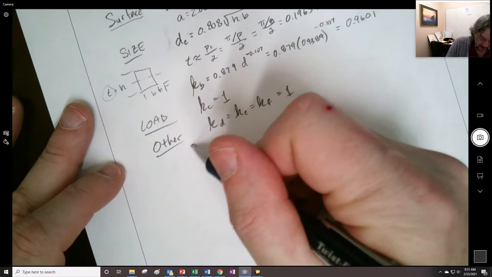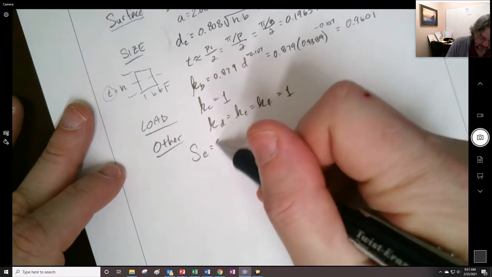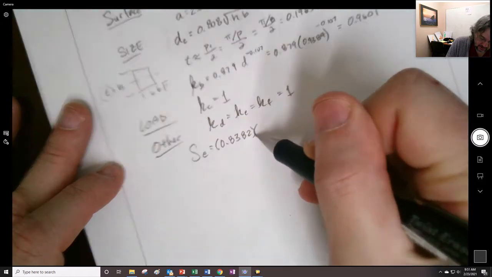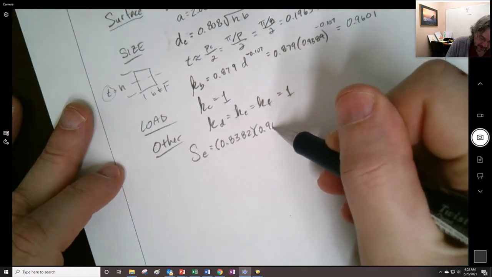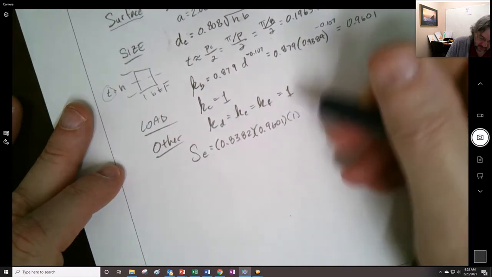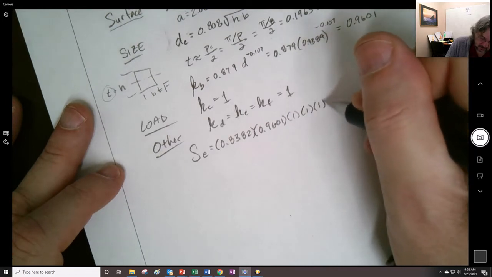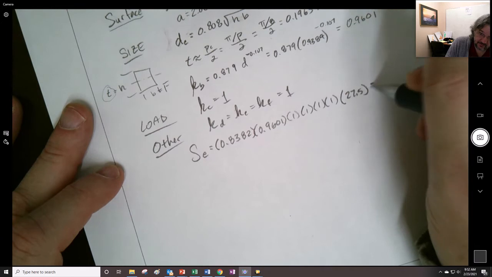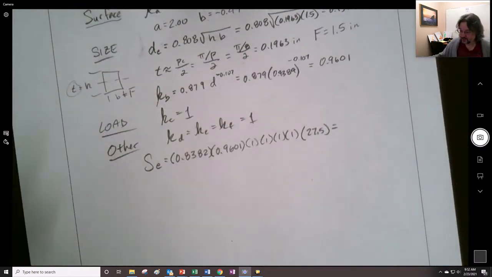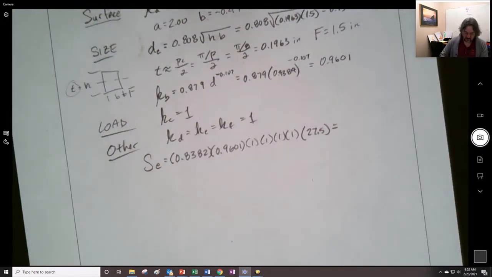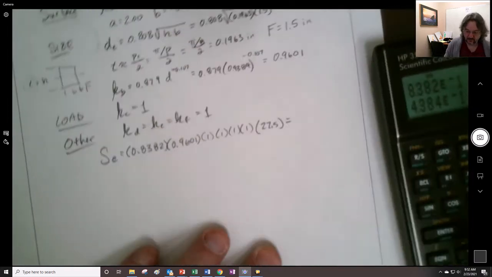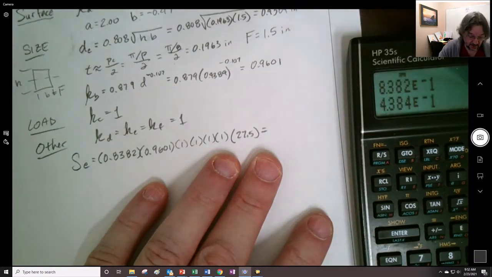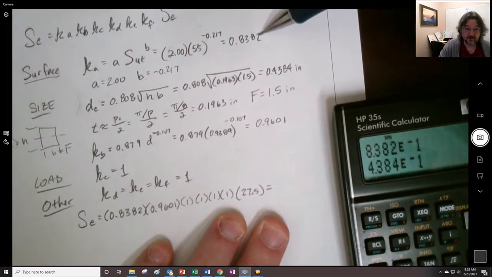So if we do that, we get an endurance strength of 0.8382 times 0.9601 times 1, 1, 1, 1, I think I got enough of them, and then 27.5, right? And I need to calculate this because it's ever so slightly different from my previous numbers because I'm using the 11th edition for the surface condition right here.